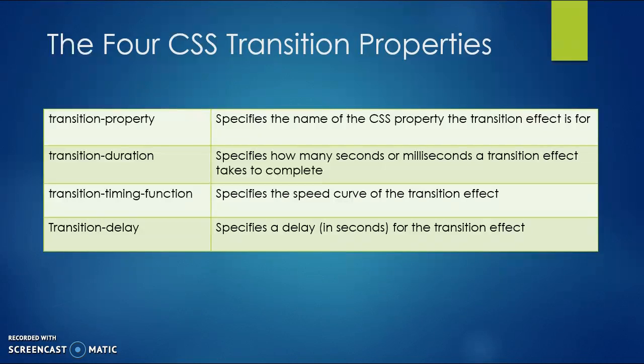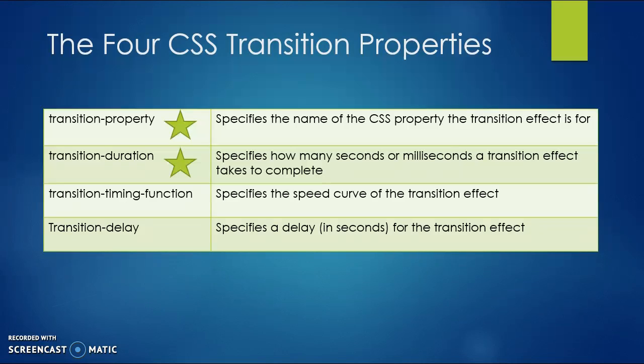There are 4 CSS transition properties: transition-property, transition-duration, transition-timing-function, and transition-delay. Transition-property specifies the name of the CSS property the transition effect is for, and this you have to include in your CSS in order for it to work. You must also specify transition-duration. This specifies how many seconds or milliseconds a transition effect takes to complete.